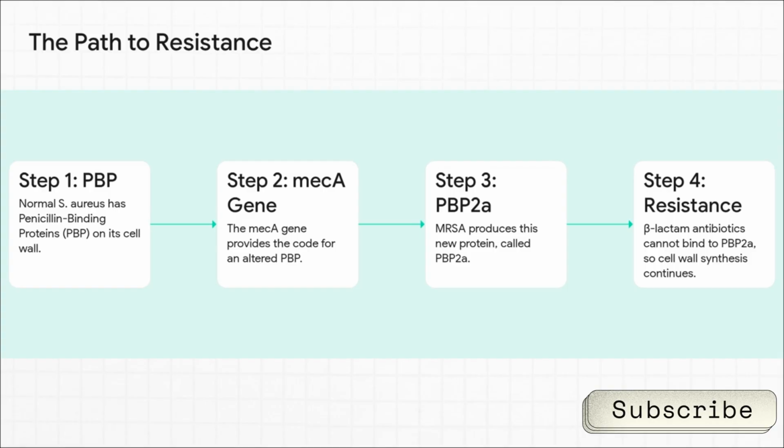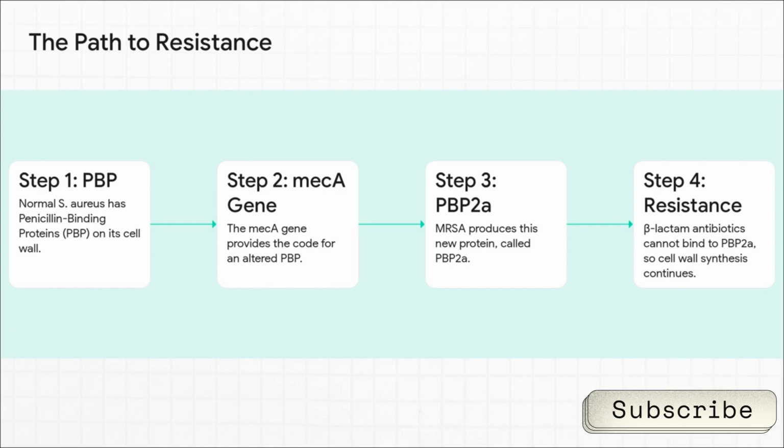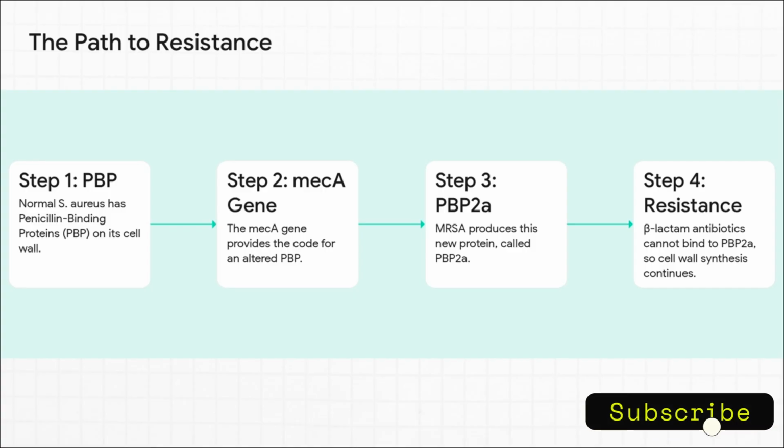Okay, so here's how it works. Picture this. A normal staph cell has these things on its surface called penicillin-binding proteins, or PBPs. You can think of them like locks. Our beta-lactam antibiotics are the keys that are designed to fit into those locks, jam them, and stop the bacterium from building its cell wall. Simple enough, right? But the mecA gene is a game changer. It gives the bacteria the instructions to build a totally new, modified lock called PBP2A, and our old antibiotic key just can't fit anymore. It bounces right off. The result? The bacterium keeps building its cell wall, completely unharmed.